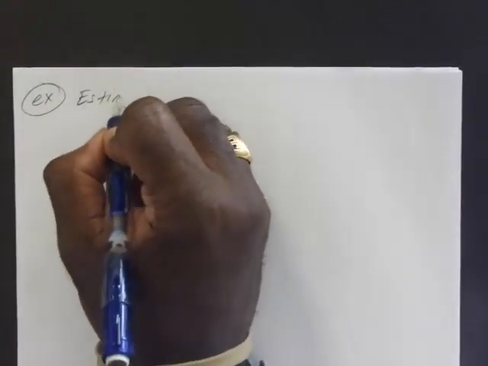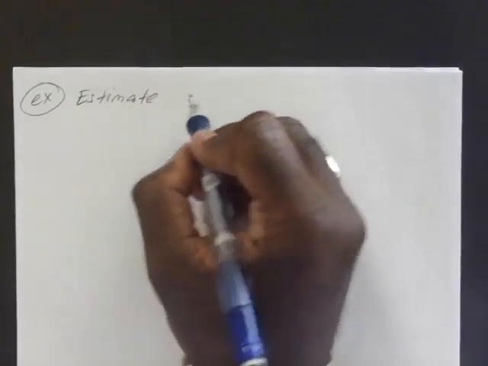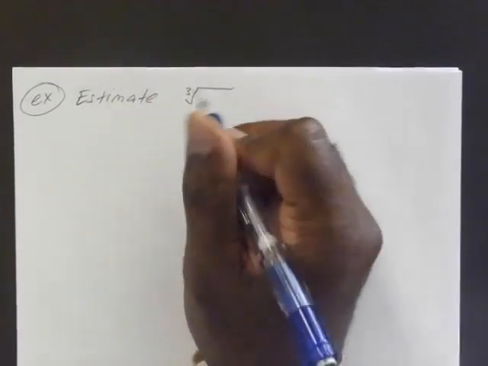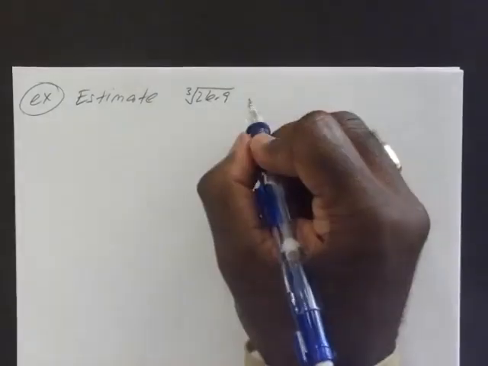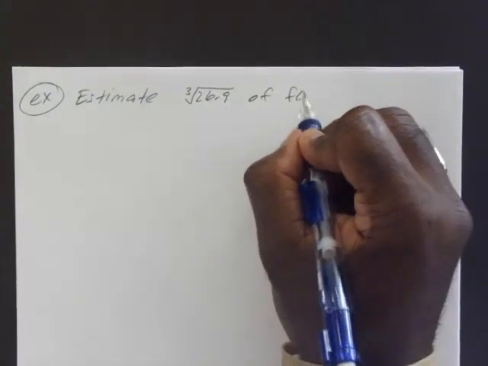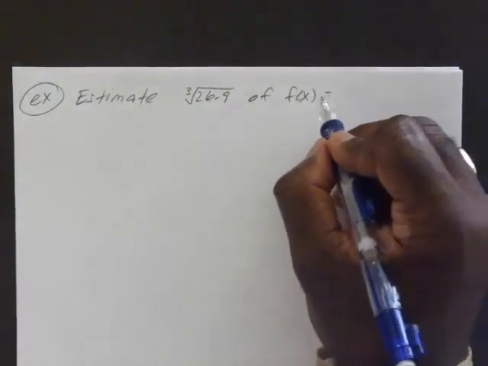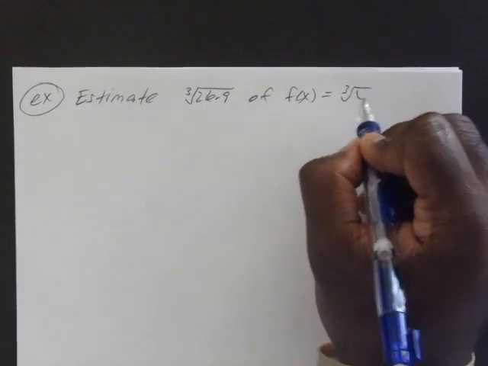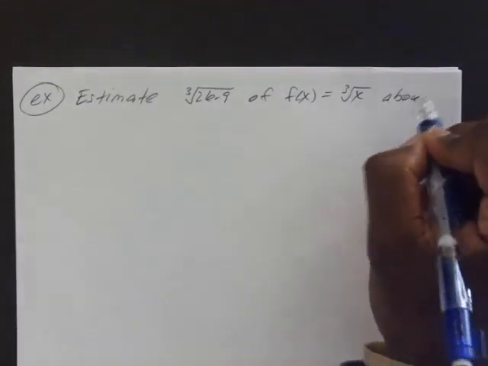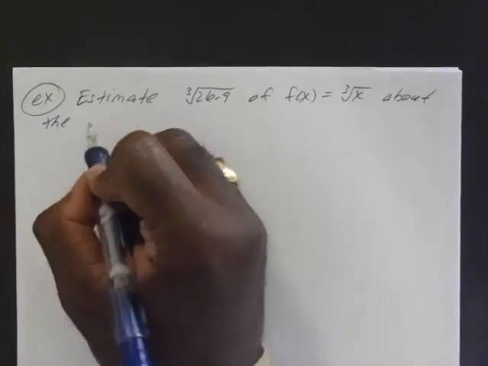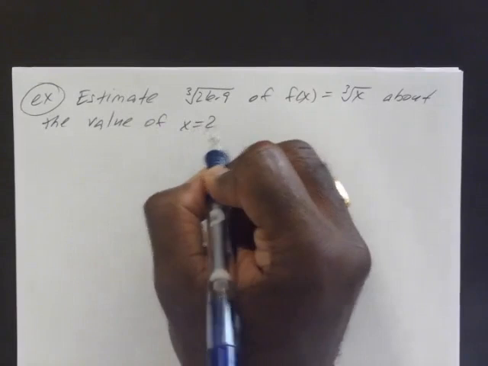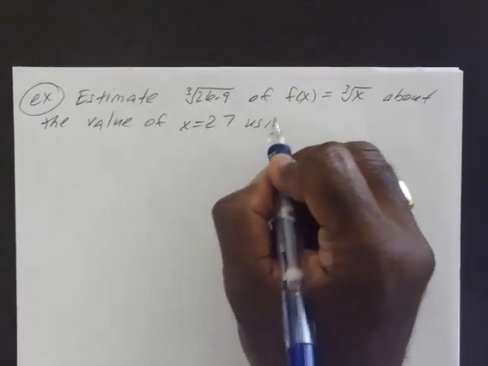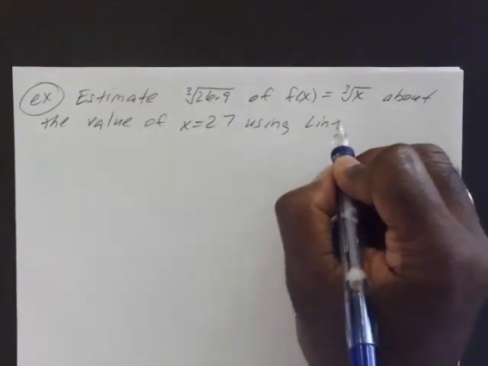Okay, so let's say we wanted to estimate, say, the cube root of 26.9, where f of x is equal to the cube root of x, about the value of x equal to 27 using linear approximation.